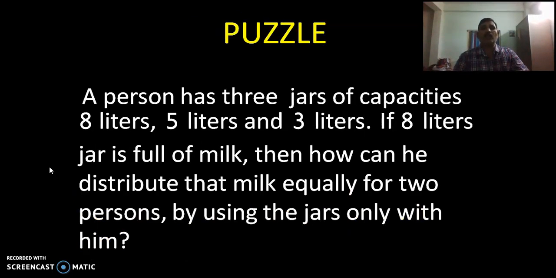Now, a small puzzle for you. A person has 3 jars of capacities 8 liters, 5 liters and 3 liters. If the 8 liter jar is full of milk, then how can he distribute that milk equally for 2 persons by using only the jars he has?